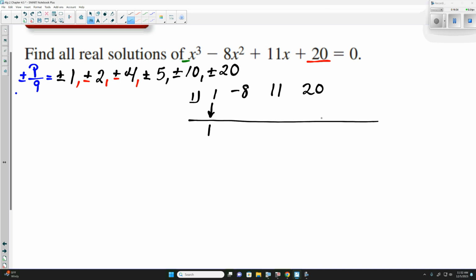Well, now we can erase all that. Since 1 didn't work, we can try 2. And do this again. 2 times 1 is 2, negative 8 plus 2 is negative 6. 2 times negative 6 is negative 12. 11 plus negative 12 is negative 1. 2 times negative 1 is negative 2. Is that the remainder we wanted? No. Okay, well.